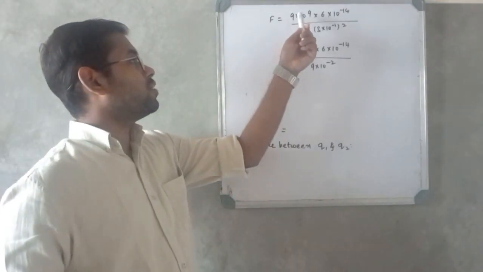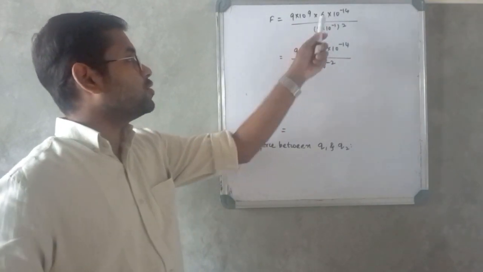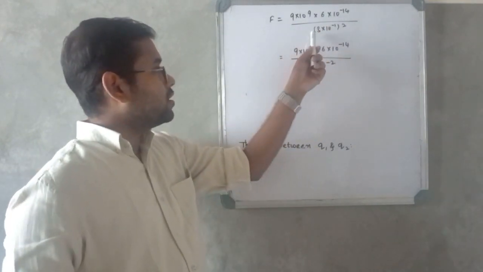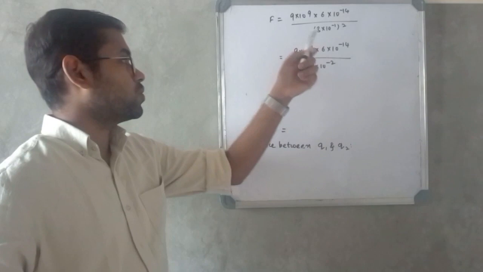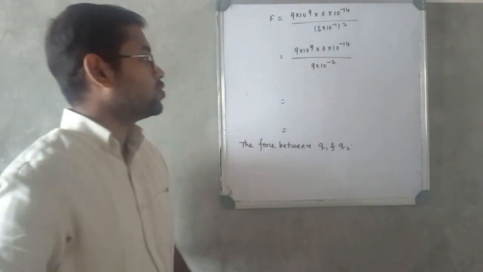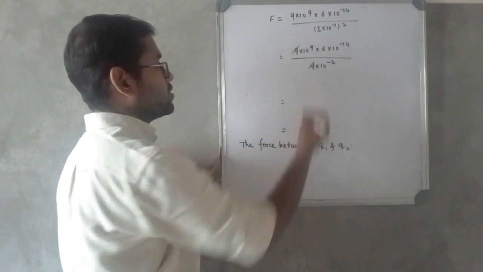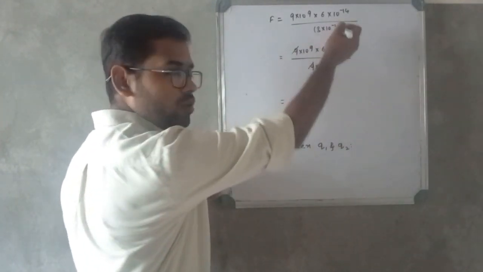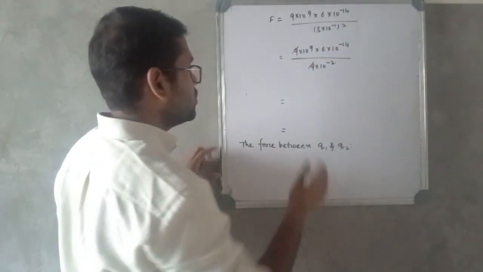And continuing from here, we have 9 into 10 raised to 9 into 6 into 10 raised to minus 14 divided by 3 into 10 raised to minus 1 whole square. Now if I square it, it will become 9 into 10 raised to minus 2. Now 9 and 9 get cancelled here, and this 10 raised to minus 2 will go up and become 10 raised to 2 in the numerator.